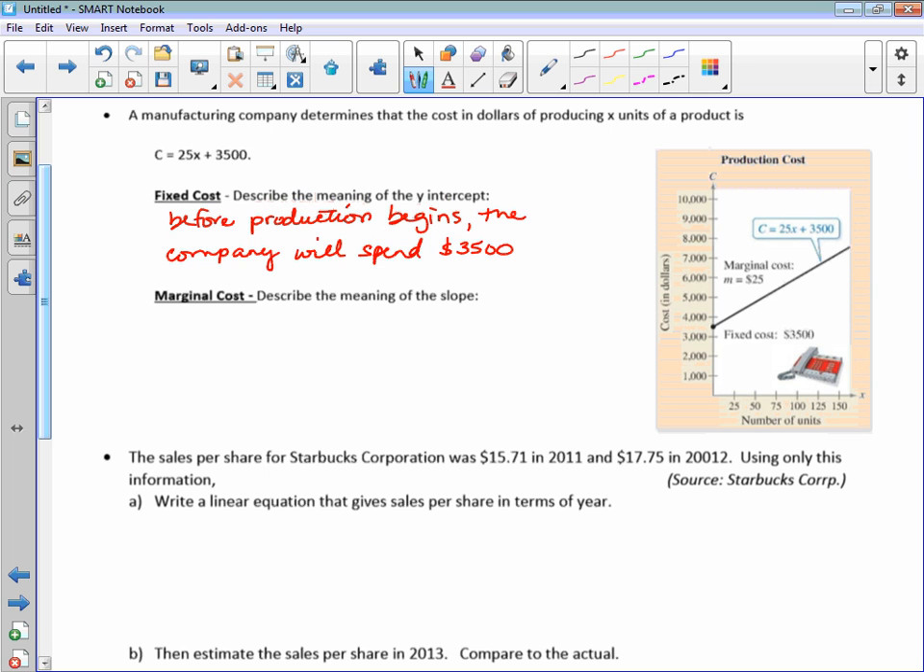Then the marginal cost, that is what our slope is telling us about. So for our equation here, C equals 25x plus 3,500, what does the 25 mean? It's the cost each time one item is produced. Yep, so every unit you make, you have to add $25 to your total cost. Okay. So cost increase per unit to produce.